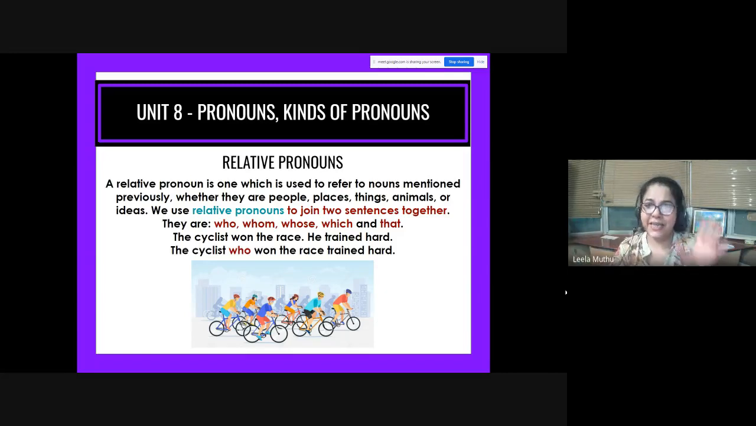It tells you that the cyclist won the race and he trained hard, but you have made it very short by making it into one sentence, conveying both the ideas of the cyclist winning the race and the fact that he trained hard. The cyclist who won the race trained hard. You see what I did? Now let's go to the other examples.